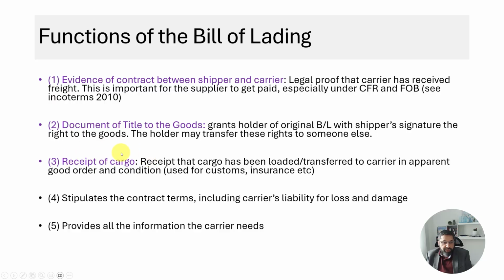And then it's also a receipt of cargo, that the cargo has been transferred to the carrier in apparent good order and condition. Then it also has information that the carrier needs on the destination of the goods and so forth, and what type of goods there are. It also stipulates contract terms, including the carrier's liability for loss and damage, and things like that.